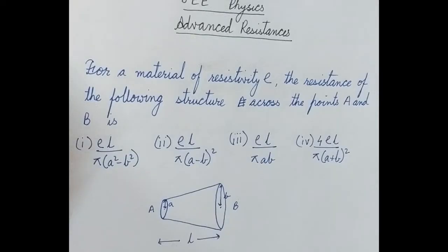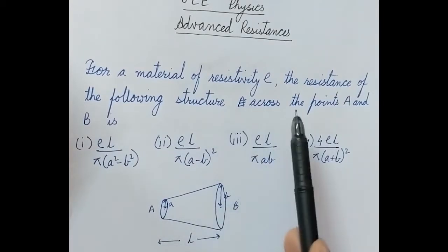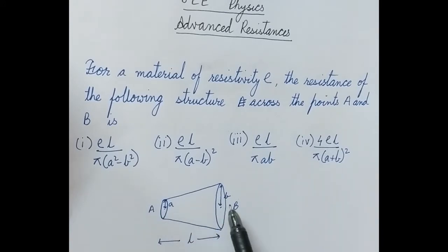Let's get started with our JEE problems. For the first sum today, we need to find the resistance of this structure over here, whose resistivity has been given as rho, and you need to find it about these 2 points.